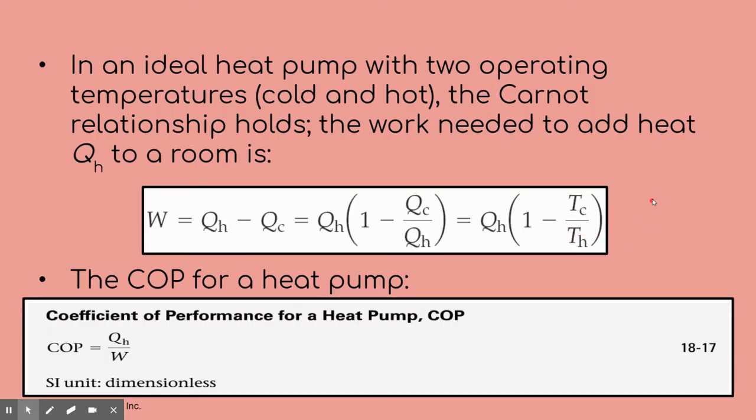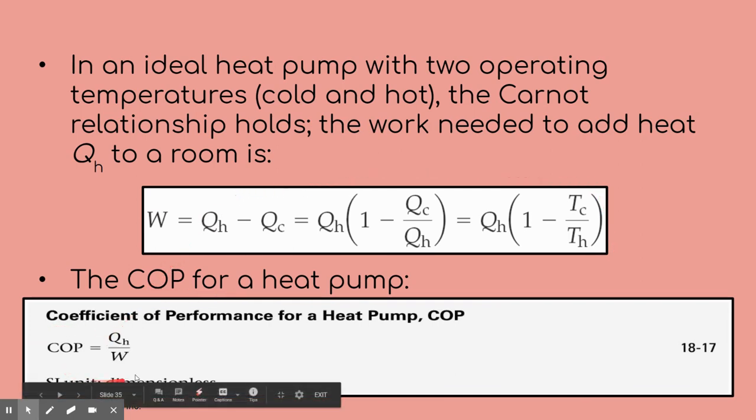Okay, and then we also have an ideal heat pump. And in an ideal heat pump, that Carnot relationship is still true. The work necessary to add some amount of heat to a room is going to be shown here. So here we go. And we've just rearranged this equation, made a couple of substitutions to find this. But that coefficient of performance for a heat pump can be found here. So for a refrigerator, it was the QC divided by W. But here, for a heat pump, it's the QH divided by W. And you'll want to make sure you note the difference between those two formulas.